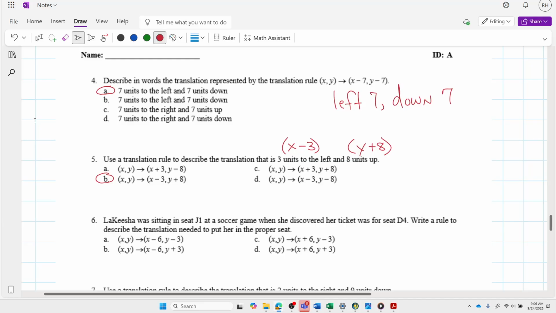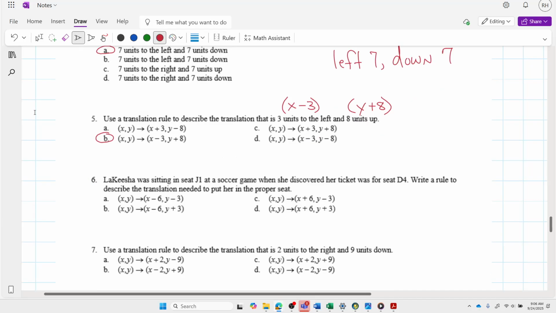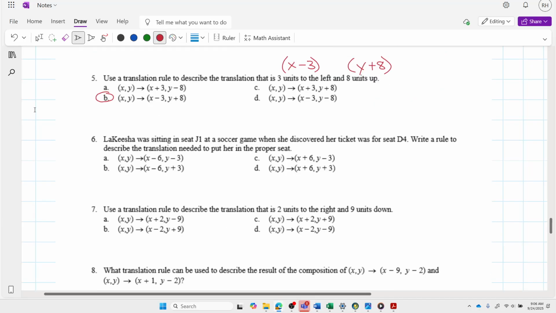Problem number 6. Lakeisha was sitting in seat J1 at the soccer game when she discovered her ticket was for D4. So she's at J1. She's supposed to be in D4. Write a rule to describe the translation needed to put her in her proper seat.